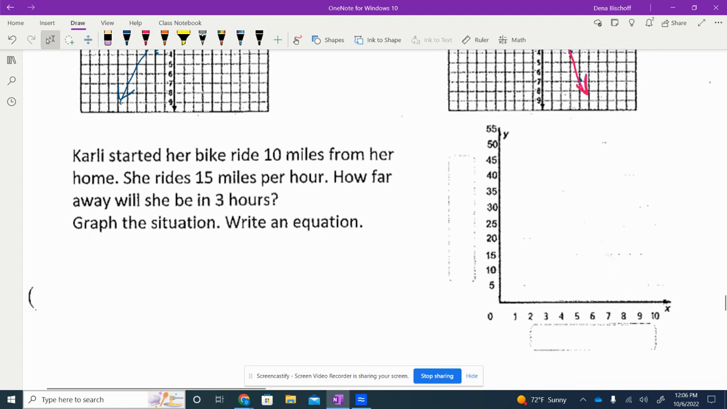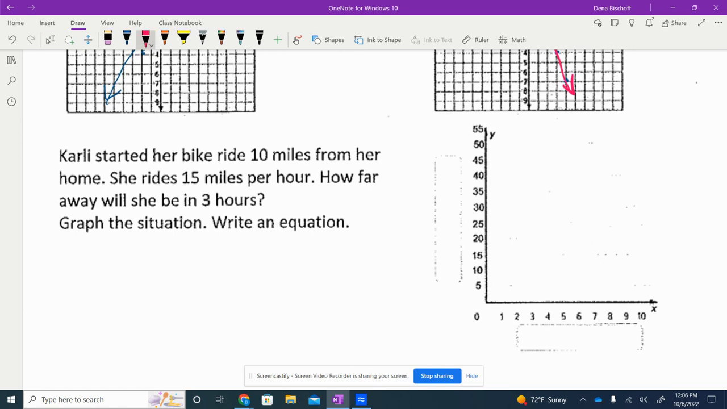Okay. Carly started her bike ride 10 miles from her home. She rides 15 miles per hour. How far away will she be in 3 hours? So this is going to be a y equals mx plus b. So we have to write an equation. It's going to be like that, and we also have to graph it.